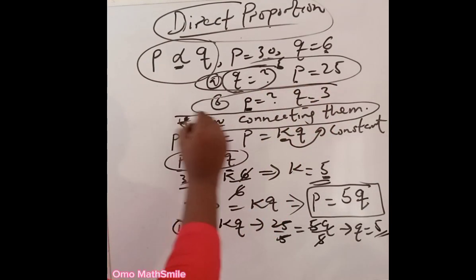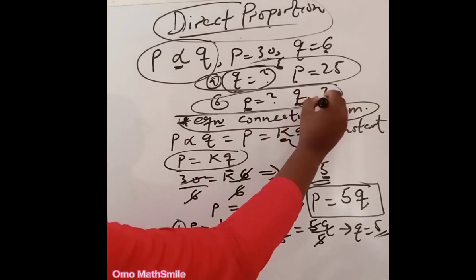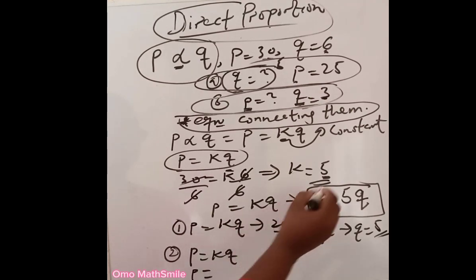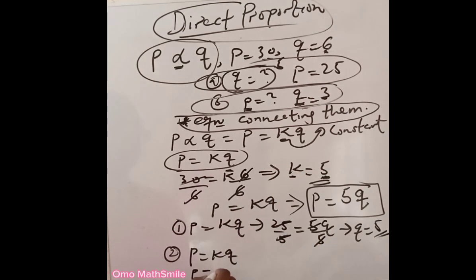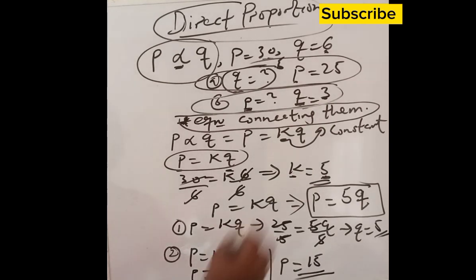That takes us to the next question that says we should find P when Q equals 3. The same method. Of course, we know P equals KQ. So let's do simple substitution. P is what we do not know. Q is what we know, which is 3, and K is 5. So we have 5 times 3. So P equals 15. And that answers the question.